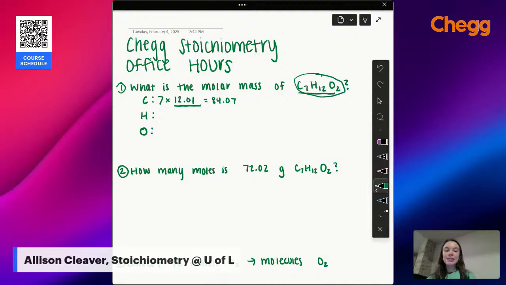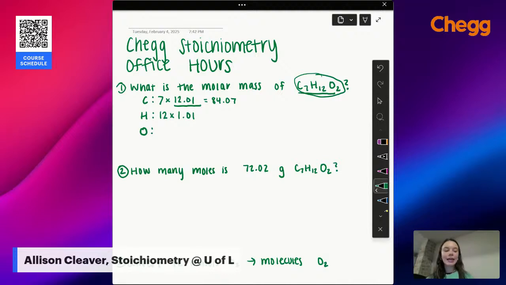Now I'm going to do the same for hydrogen. I have 12 hydrogens, and I look on the periodic table and figure out what that molar mass is, so the grams per mole, and I determine it is 1.01. I'm going to give you guys a little bit of time to put that in your calculator. If you know the answer, type it in the chat or feel free to ask any questions that you have.